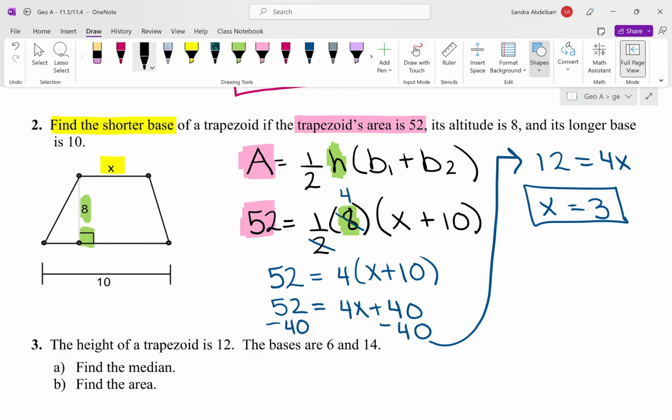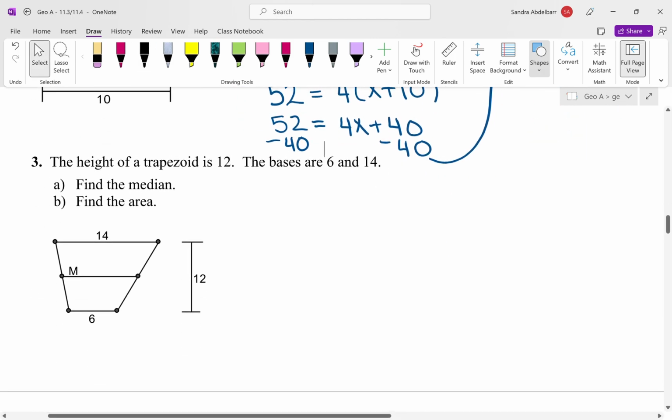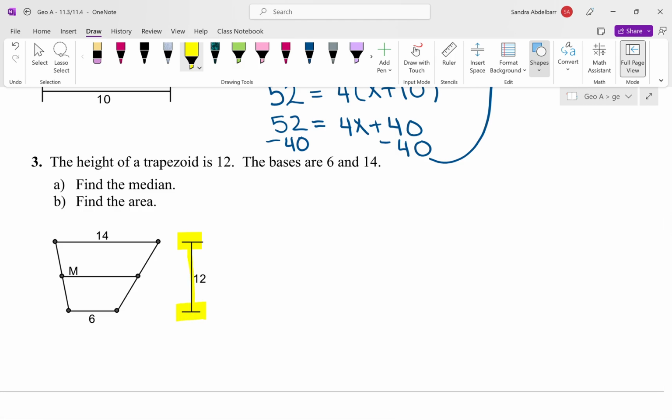All right, let's keep going. Anybody still copying this? All right, the height of the trapezoid, something I want to point out to you. You guys see this, how it's standing nice and tall and straight? That's showing the height, even though I didn't make a right angle. So when you see something like this, it's telling you that's the height.